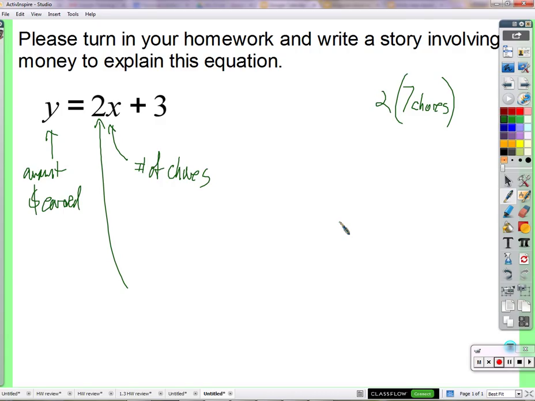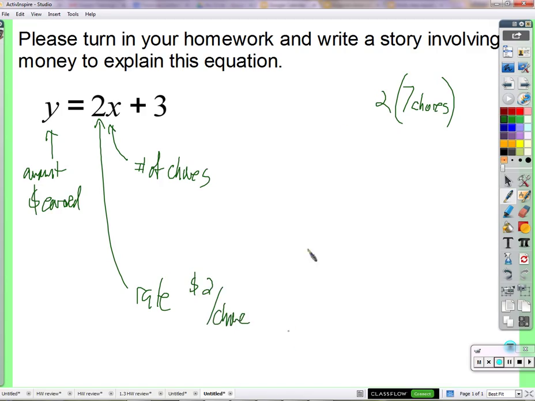So every time an hour goes by, we get $15. Every time something goes by, we get 40 kilometers. Every time an hour goes by, we get 45 miles. You see what I'm saying? Okay? So this is a rate. And what is this rate specifically for this problem? Josie? Dollars per chore. $2 per chore.